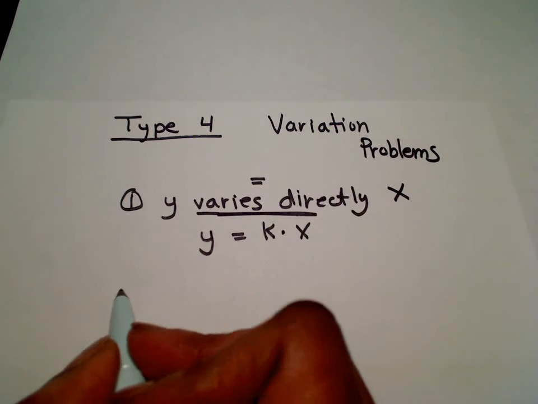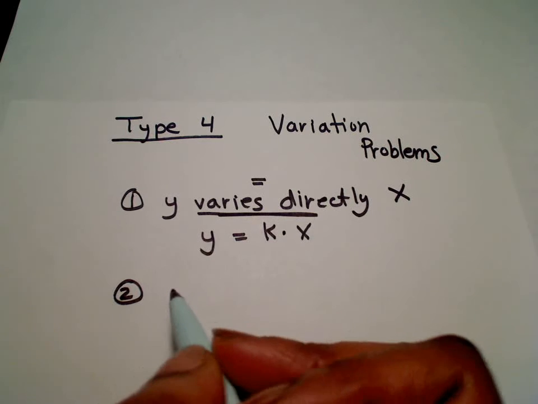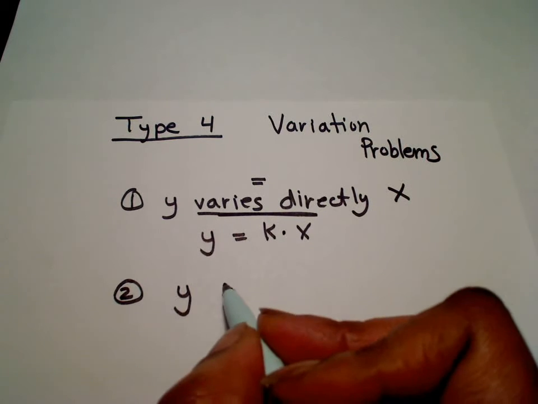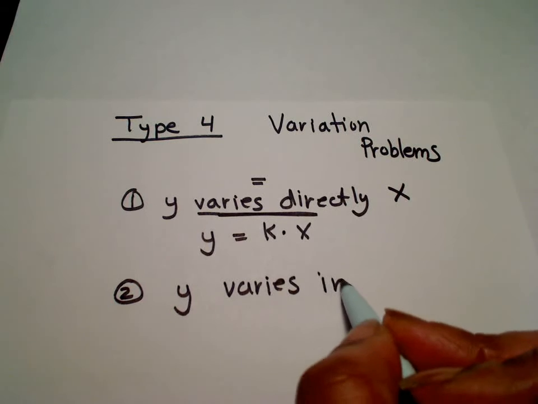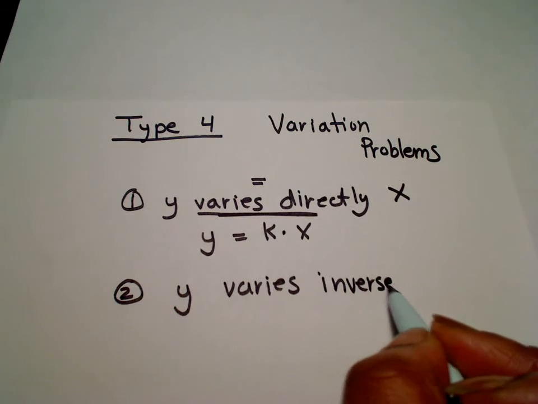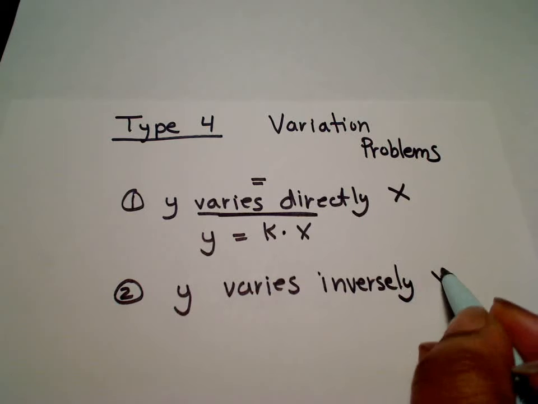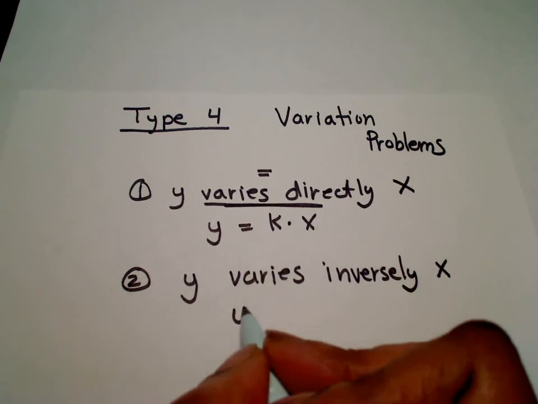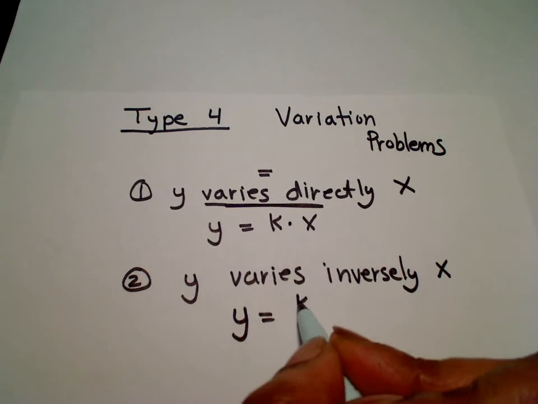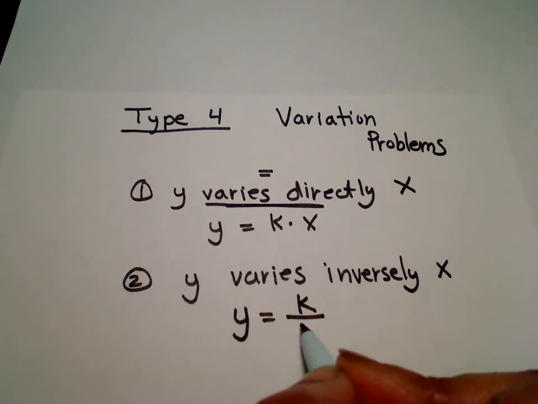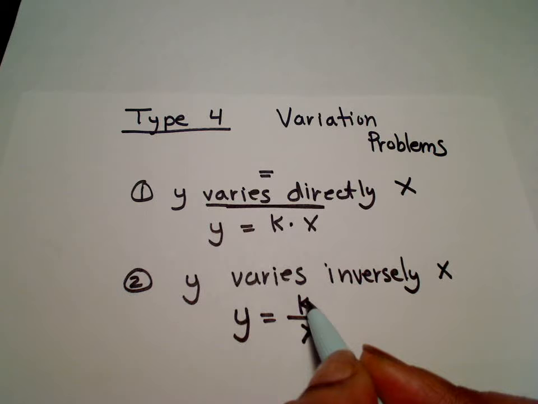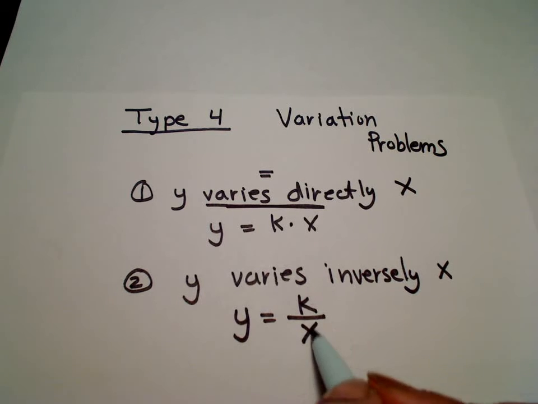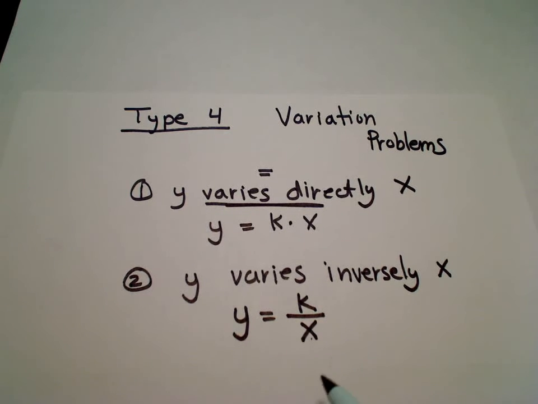The second type that you'll have to be aware of is when they talk about y varies inversely. When you think of the word inversely, you think of something that is inverted. So y is equal to k in the numerator, but x becomes the denominator. Y equals k over x, varies inversely.